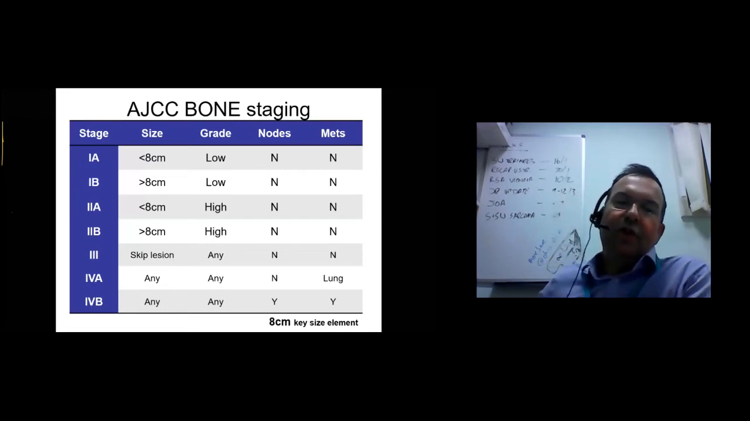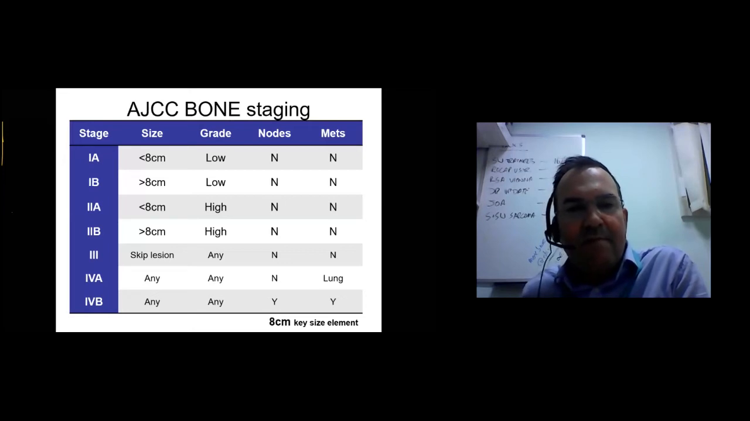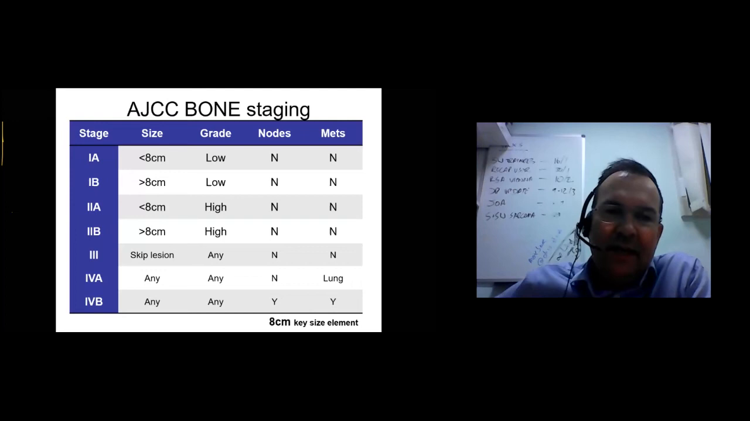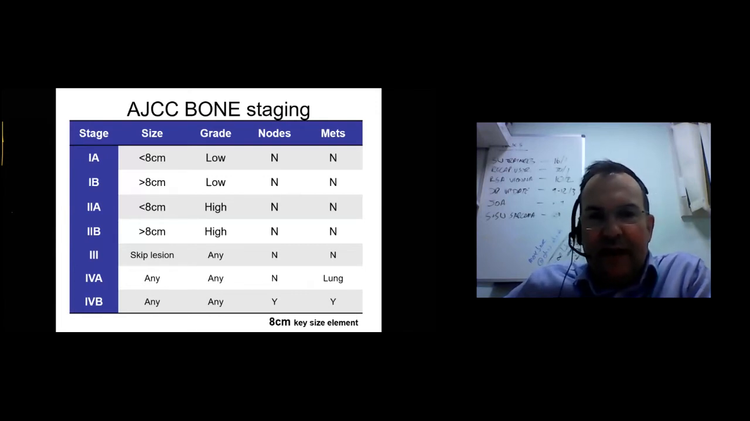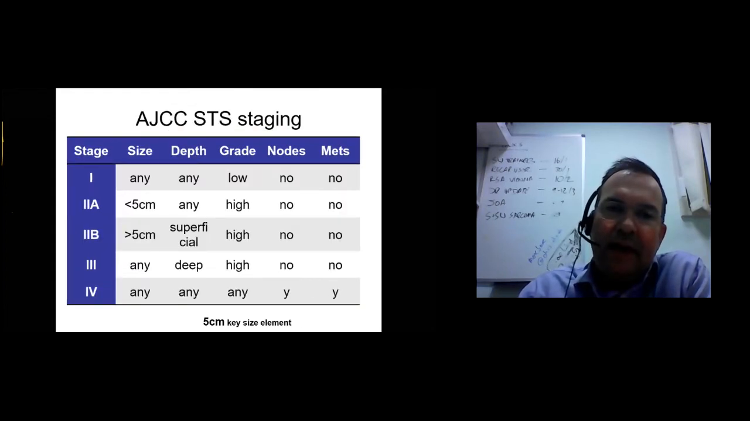The American Joint Committee on Cancer Staging defines them, and in bone, the key number to remember is 8 centimeters. So that defines whether it's a grade 1 or grade 2, whether there is nodal disease, whether there are skip lesions, and whether it's spread elsewhere. You're not going to be asked to fill in a table like this, but you might be expected to remember the number 8. For soft tissue sarcoma, the number is 5 centimeters.